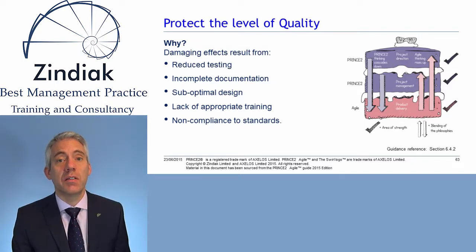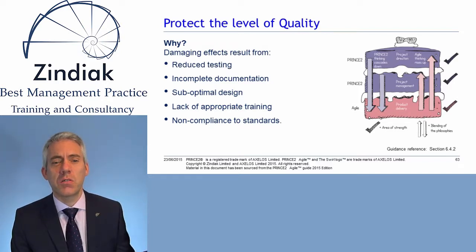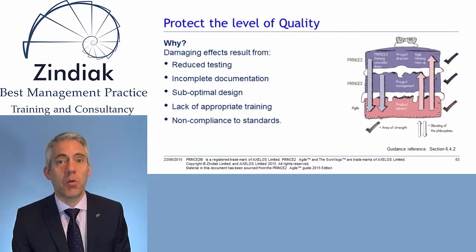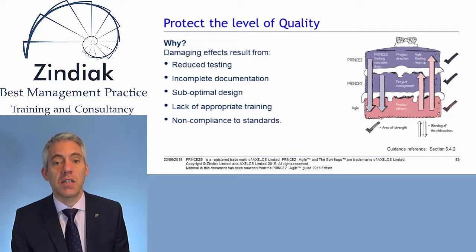We need to avoid the damaging effects of suboptimal design, and this is the first item in the list that really focuses on the real cost of poor quality and its total cost of ownership. So it's not just the cost of producing the product, but the cost of ownership over a period of time for the product we're developing. We need to ensure that the design takes care of that, so we protect that level of quality.